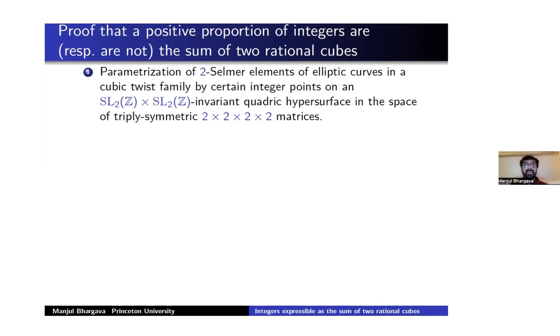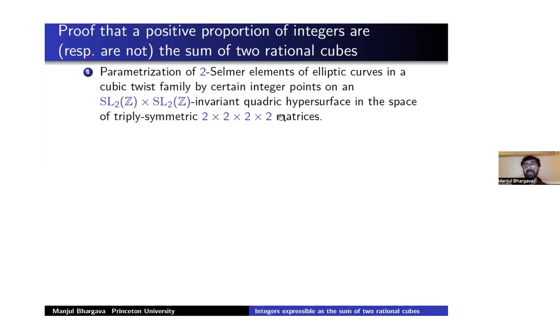And SL2 cross SL2 cross SL2 cross SL2 naturally acts on those. But there's a natural action of S3 on these last three coordinates of your 2 by 2 by 2 by 2 matrix. And if you ask for just those matrices that are invariant under that action of S3, we call those triply symmetric hypercubical matrices. And then naturally SL2 cross SL2 acts on those, right? SL2 acts on the first two, and then the other SL2 acts on the other two, because this has been triply symmetrized.